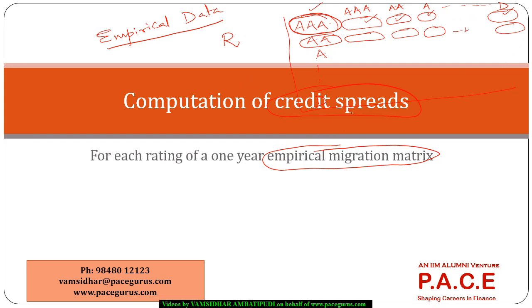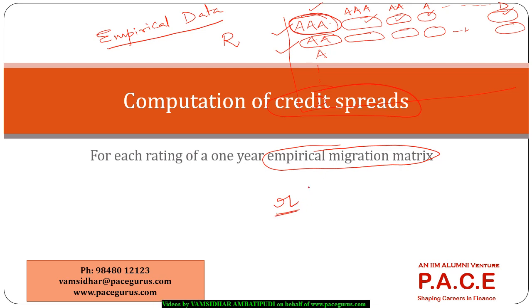So based on them, the transition matrix is typically developed. What we are saying is, based on the rating transition matrix, I want to find out how much the credit spread needs to be set. And what is meant by credit spread? Provided the risk-free rate of return is some R.